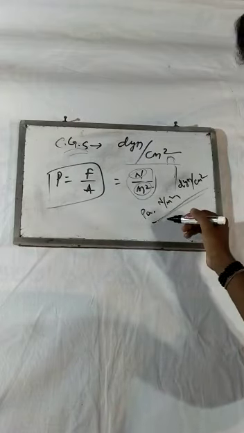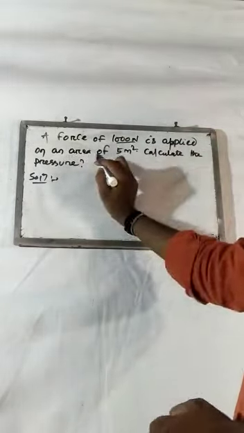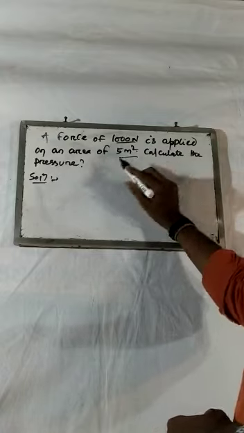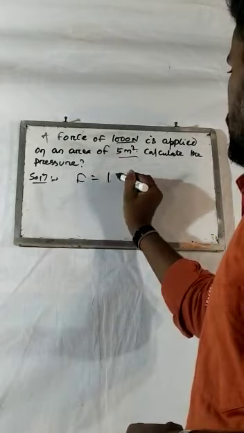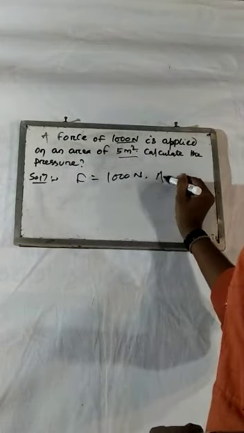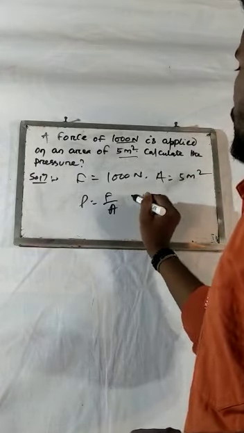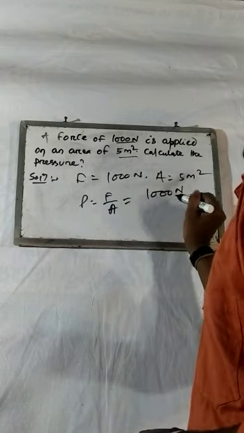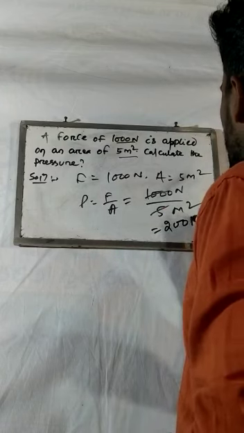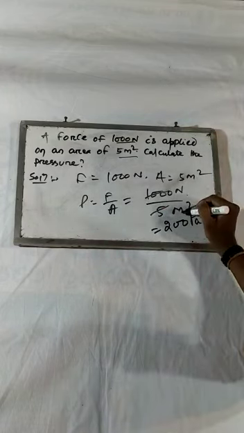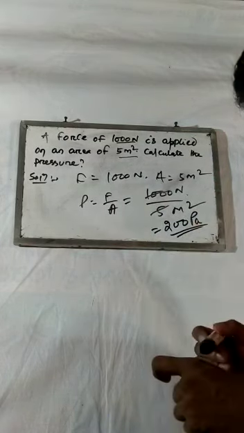Next we will solve a problem. A force of 1000 Newton is applied on an area of 5 meter square. Calculate the pressure. So students, what is given according to the question? Force F is given as 1000 Newton, and area is given as 5 meter square. Then pressure P equals force by area, so 1000 Newton divided by 5 meter square. The 5 cancels, giving 200 Pascal, because Pascal equals Newton per meter square.